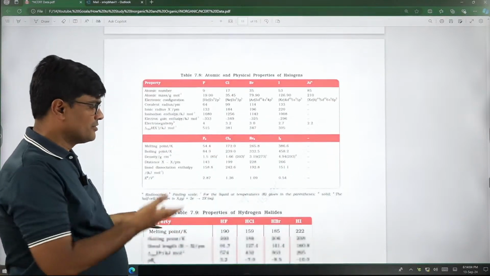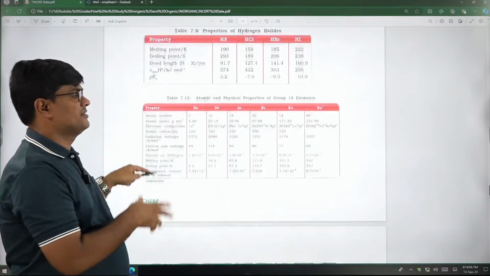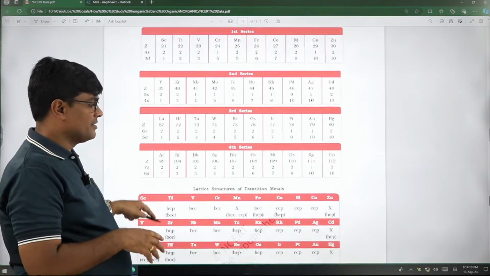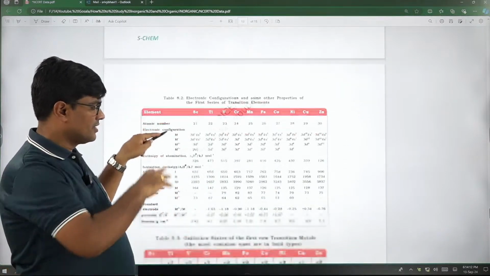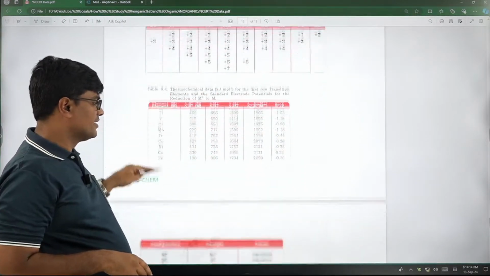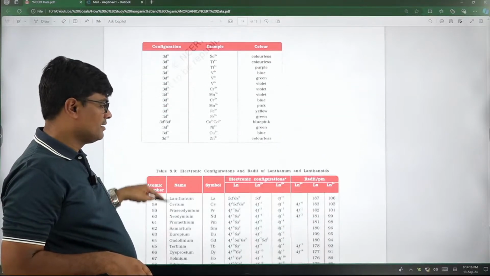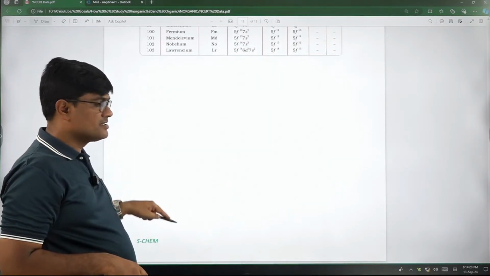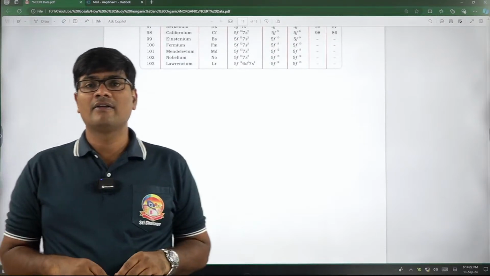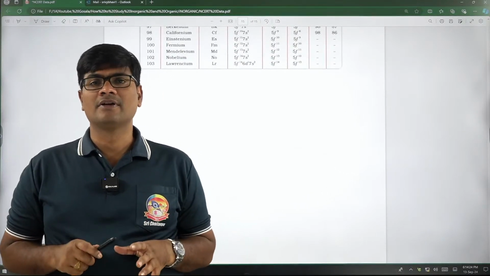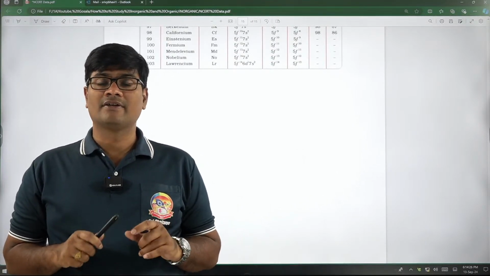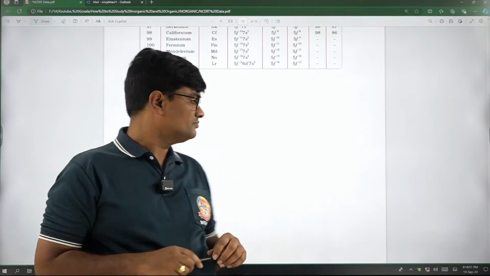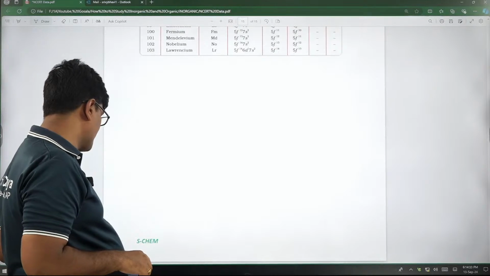This is the halogen family, and this is for noble gases, and I have also collected all the information for the D block elements, F block elements and everything. So this is the NCERT data file for all the elements in the periodic table. So we know this chapter is the gateway for inorganic chemistry. The next chapter is about chemical bonding.